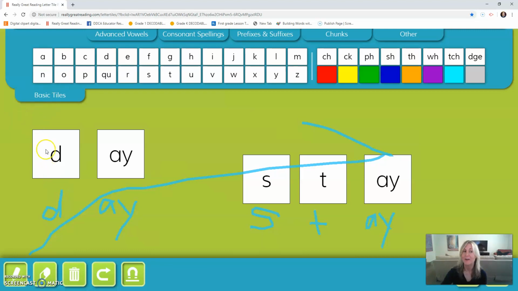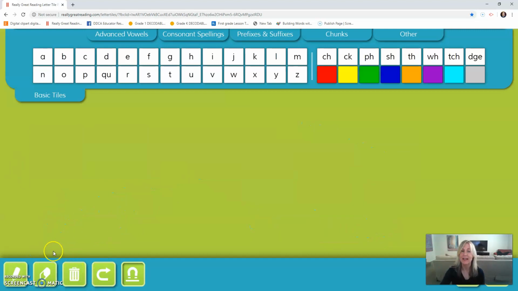Before I erase, we're going to read the words again. Day, stay. And if you want to do what we usually do in class, you can underline the patterns that are 2 letters, 1 sound. A-Y, A-Y. I'm going to erase day and stay, and we're ready for our next word.